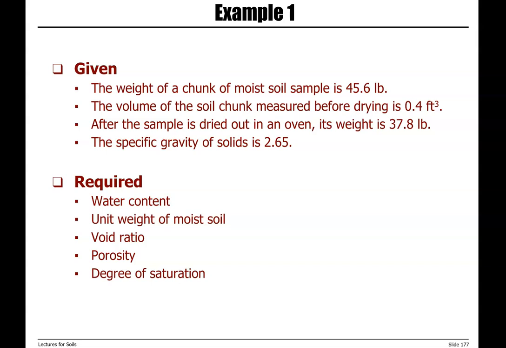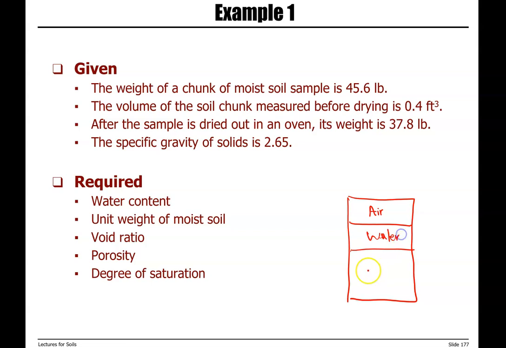The weight of a chunk of moist soil sample. So we have a soil sample. It has air, water, and solid components. The total weight is 45.6 pounds. The volume of the soil chunk measured before drying, so the total volume, is 0.4 cubic feet.